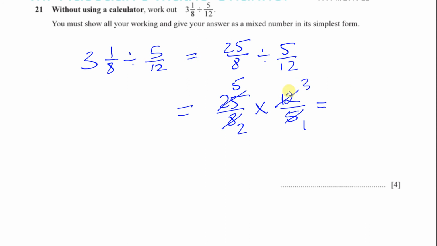So I'm left with 5 times 3, which is 15, and 2 times 1, which is 2. So I've got 15 over 2. And they say, give your answer as a mixed number in its simplest form. So 15 over 2. 2 goes into 15 7 times, remainder 1. So that's 7 and a half. And there's the answer as a mixed number in its simplest form.